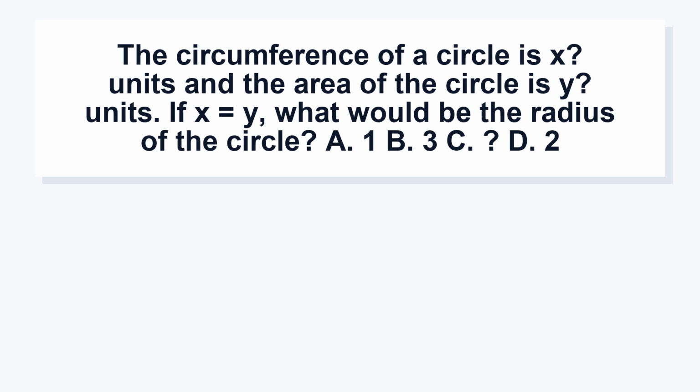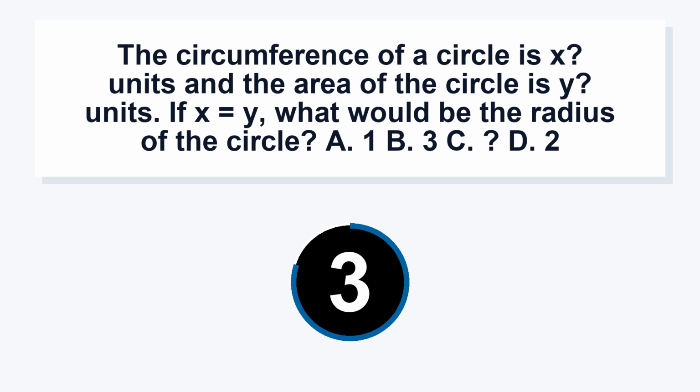The circumference of a circle is x units, and the area of the circle is y units. If x equals y, what would be the radius of the circle? A. 1. B. 3. C. 4. D. 2.